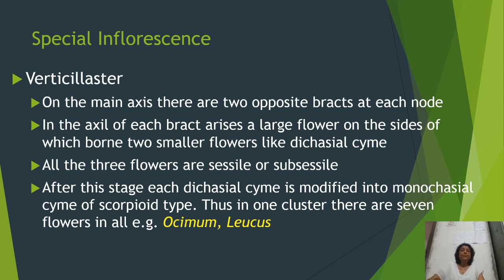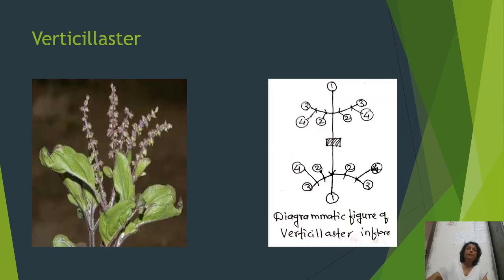Example: Ocimum, Leucas, etc. It is the picture showing the Ocimum plant, verticillaster inflorescence, and it is the diagrammatic figure which shows the arrangement of flowers surrounding the main axis.